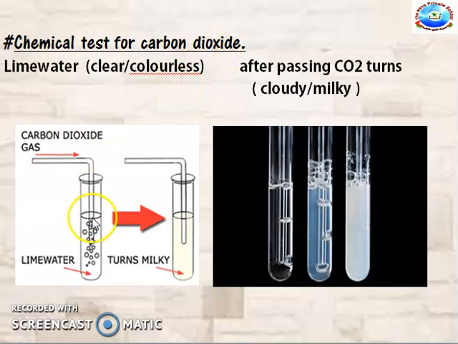Now see, for example, there is a test tube. In this test tube there is lime water. The lime water is clear like water. You can say it is a clear solution which has no color. You can see how it looks. For example, this first test tube is lime water, it is clear. From above it there is a small pipe which is attached.